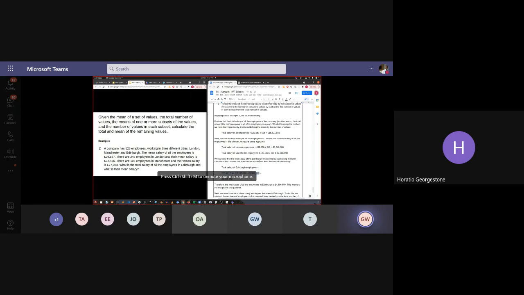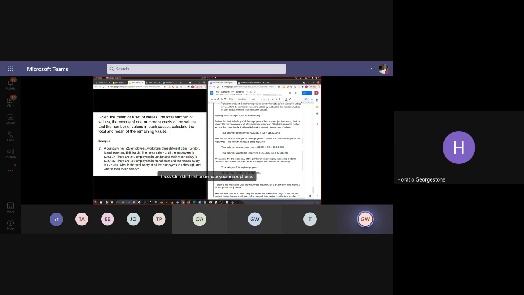So in other words, it's the difference between the total salary of all employees and the sum of the total salaries of London and Manchester, because everyone that doesn't work in London and Manchester works in Edinburgh. That's explicit in the question. Okay, so when we do that calculation, we find that the total salary for Edinburgh employees is £4,606,650. So that answers the first part of the question.